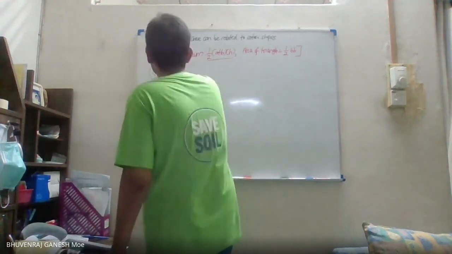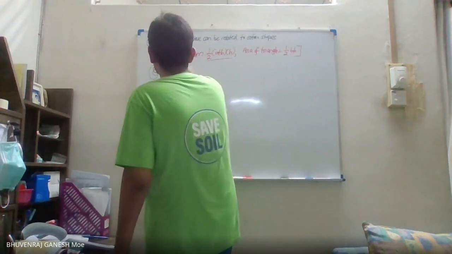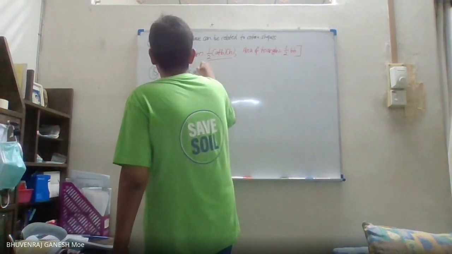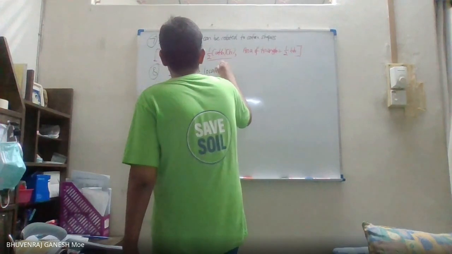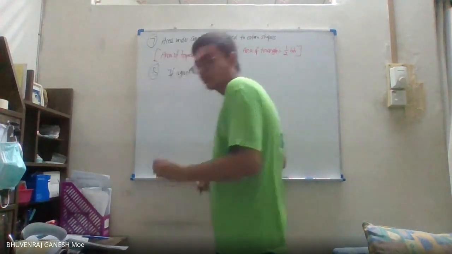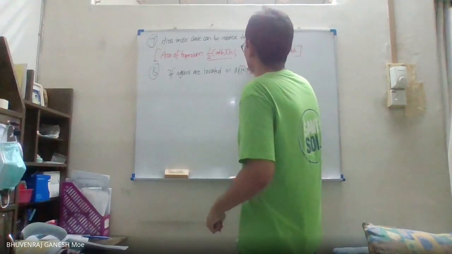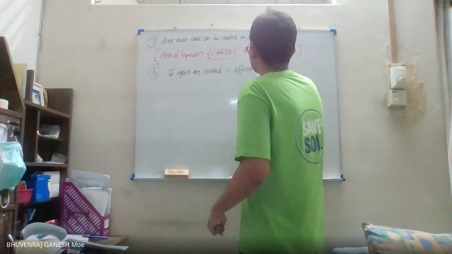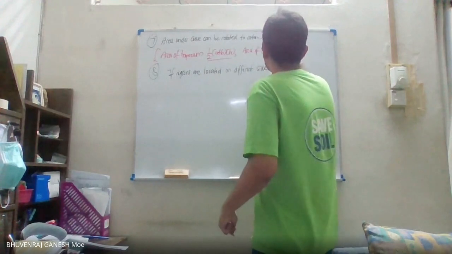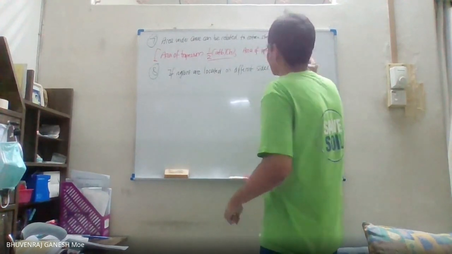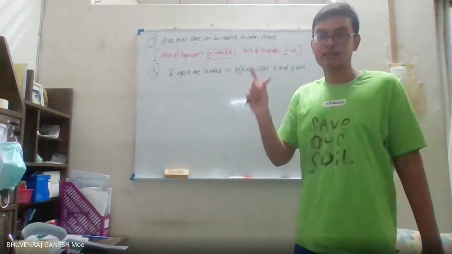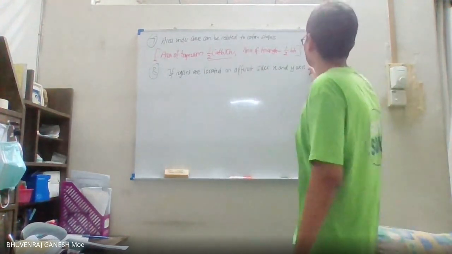And then the next tip, number 8. If regions are located on different sides of the x or y axis, don't integrate them in one shot because of the negative and positive thing. Do them separately, like the formula just now, a to b and then b to c. Integrate like that.